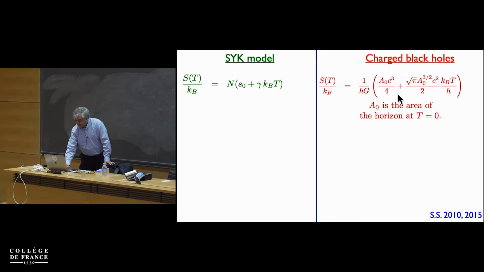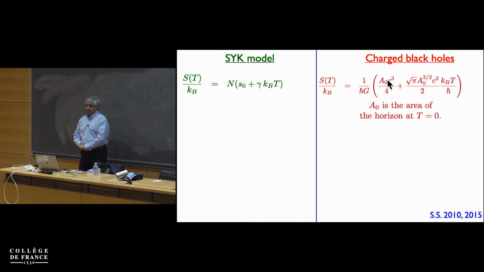You take the low temperature limit, you get a zero temperature answer. So A0 here is the area of the horizon at zero temperature. And then you also get a term that's linear in temperature, which is also expressed only in terms of A0. And there's a 1 over G out front here, which is the analog of the N out front here. Okay, so this is the leading low temperature answer. Really, it's already implicit in the original Gibbons-Hawking paper, this result.